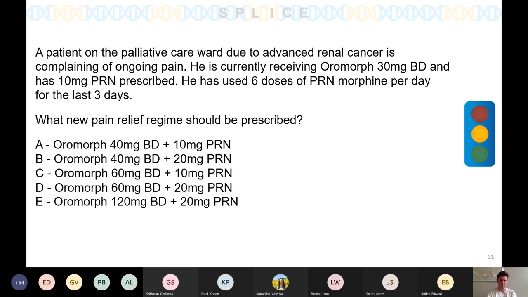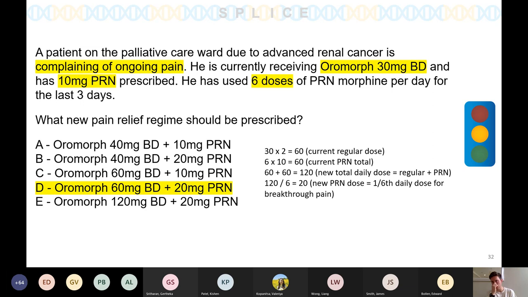Okay, so a bit of a split of answers, but the majority of you getting this one correct. So I think this is one of the ways they can test your knowledge of opioid prescribing, some sort of conversion, either in an SBA or an OSCE station. This SBA is basically on your ability to convert a current suboptimal regime and then rationalize the breakthrough pain. So the current regime isn't working for the patient, so more is required.